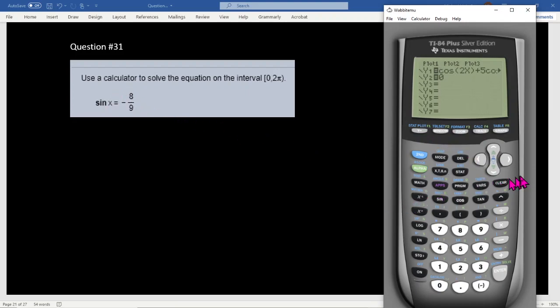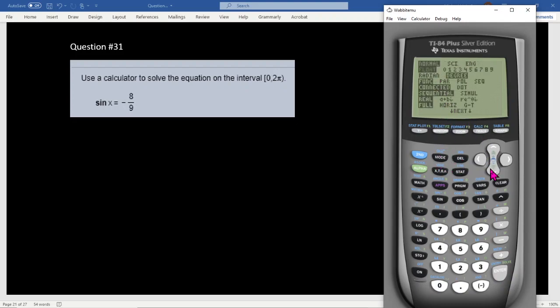We can go ahead and actually put this in. It's just sine x. So we'll put y1 as sine x. Pretty simple there. And y2 as negative 8/9. Negative 8/9. Okay, we're going to check our mode.